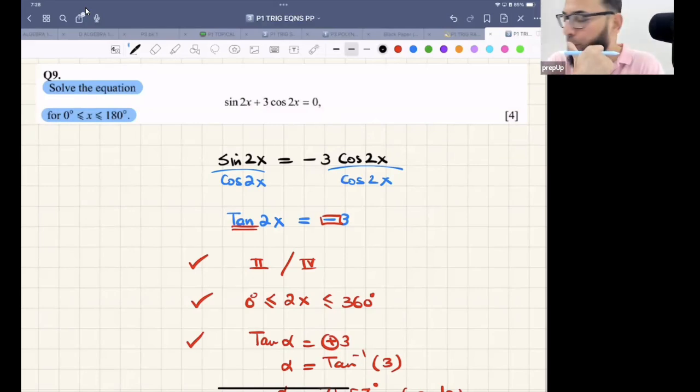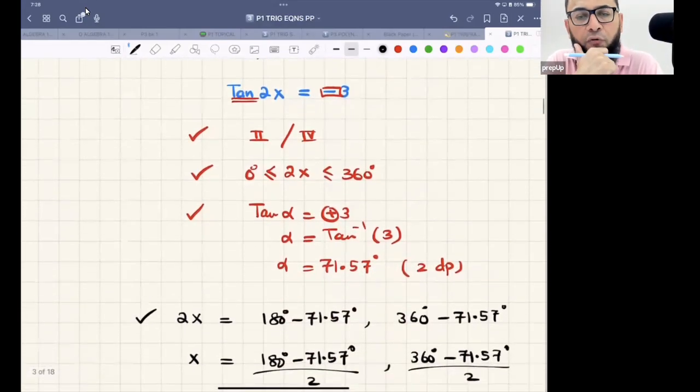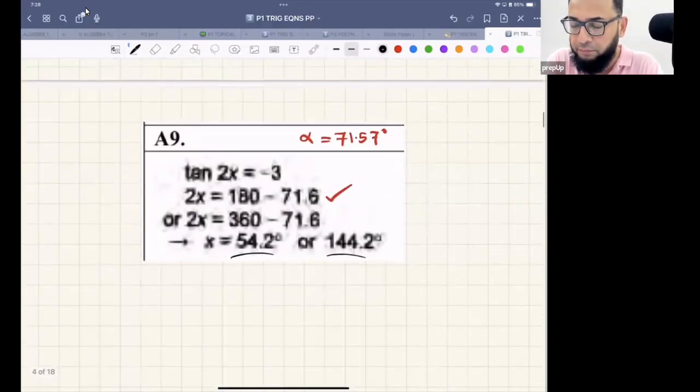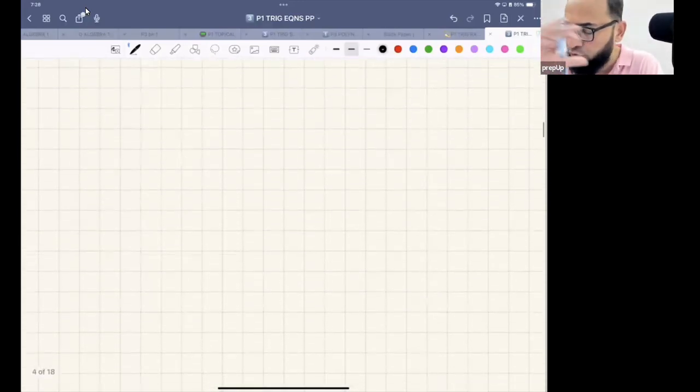So I'll just wait for responses. I think it's pretty much understood. We are following exactly what we have done in our classes. And the mark scheme is right over here, so we can just double check.